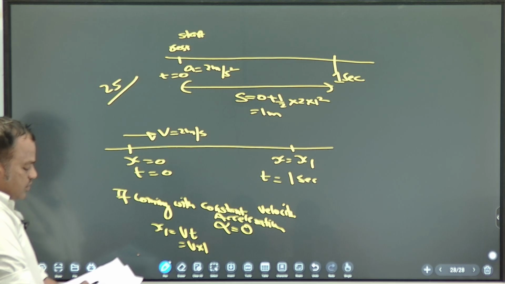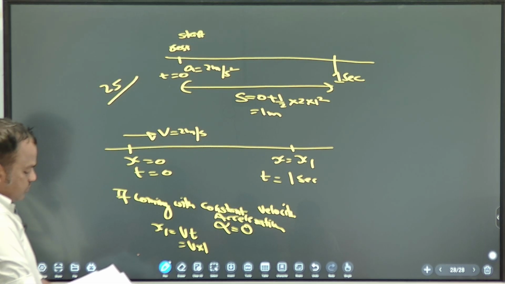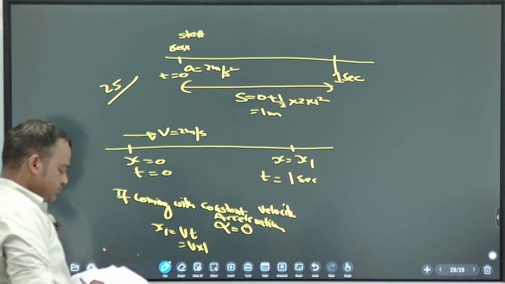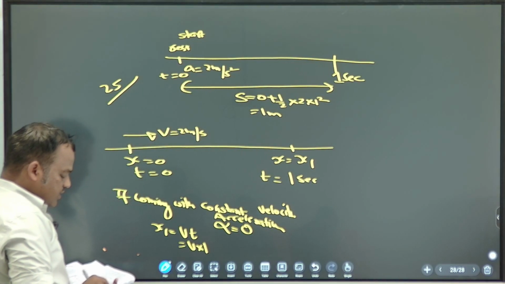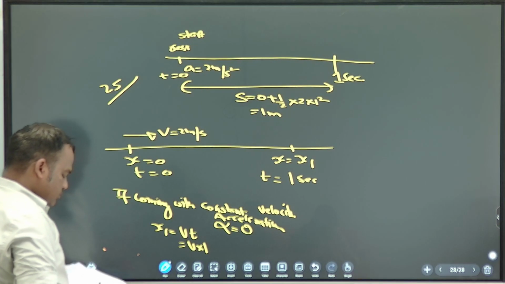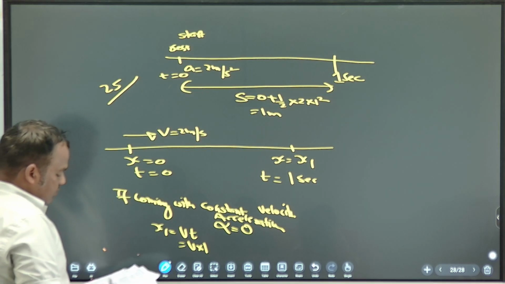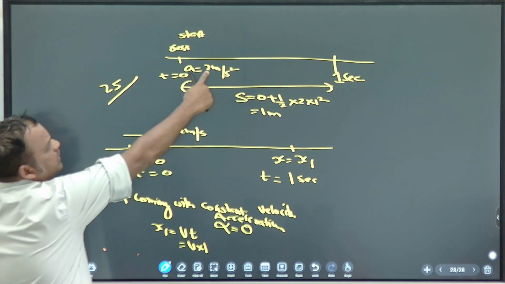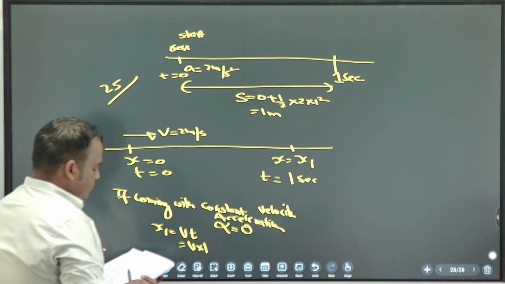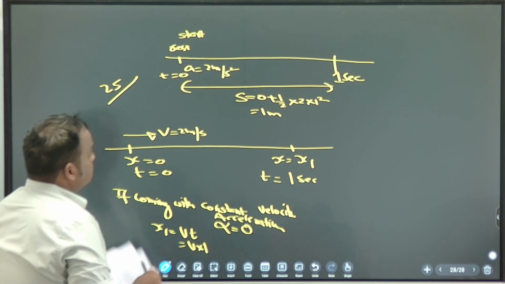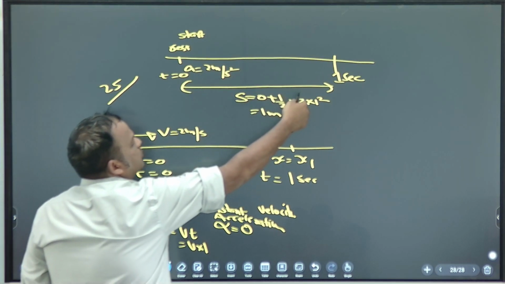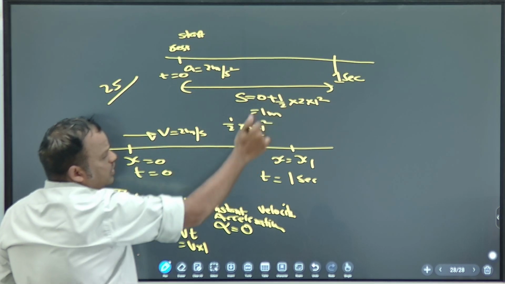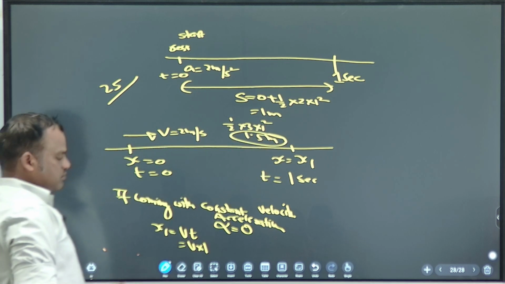First option is saying acceleration cannot remain positive. Acceleration can be 0, can be positive. Acceleration cannot exceed 2 meter per second square. No, it can be 3 also. Suppose acceleration is 3, so half into 3 into 1 square. So what is x1? 1.5.